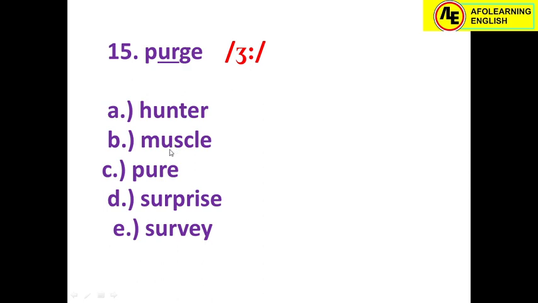Okay, so let's take a look at the options. We have answer, no. We have measles, no. We have pure, no. We have surprise, no. The correct answer is survey, survey. So option E, survey, is the correct answer.